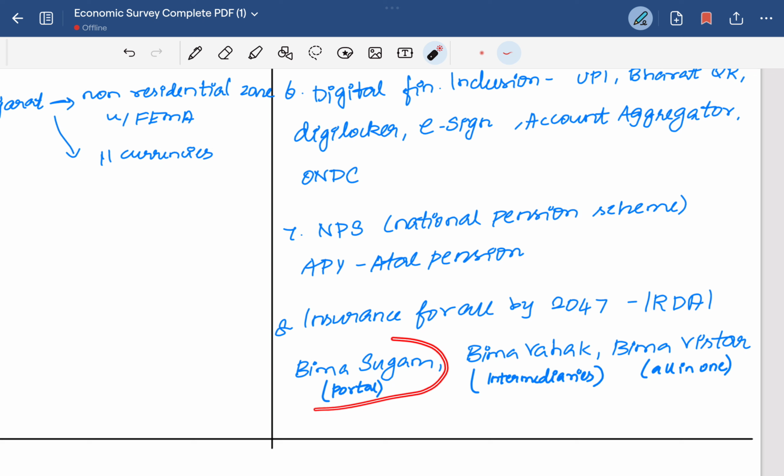Bima Sugam is a portal which maintains all these insurance claims in a digital way. Then the Bima Vahak are the intermediaries, that is people who take the insurance product to the people, like some of the SHGs, self-help groups, who are basically acting as an intermediary. Then the Bima Vistar, which is the all-in-one package which includes life insurance, then accidental and non-life insurance schemes, all in one place.